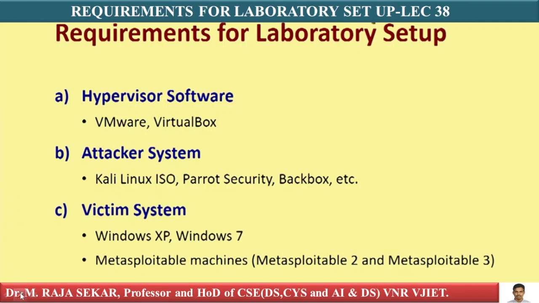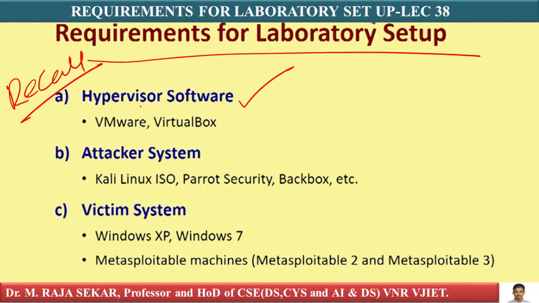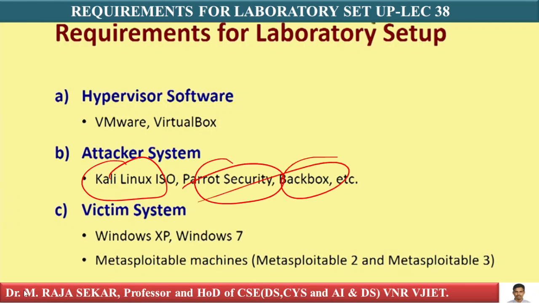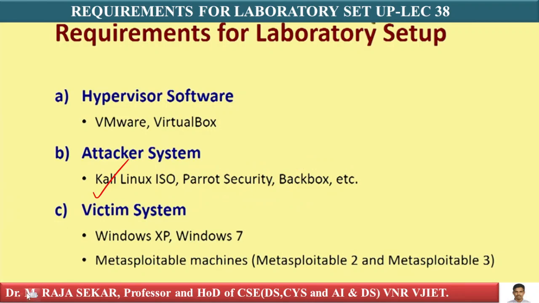Let me recall what we just saw. What are the requirements we need? We need hypervisor software. Examples of hypervisor software are VMware and VirtualBox. In this lecture series, I will make use of VirtualBox. The second one is the attacker system. In the attacker system, which type of software do we need? Kali Linux ISO, Parrot Security, Backbox. But in this lecture series, we will make use of the Kali Linux operating system.